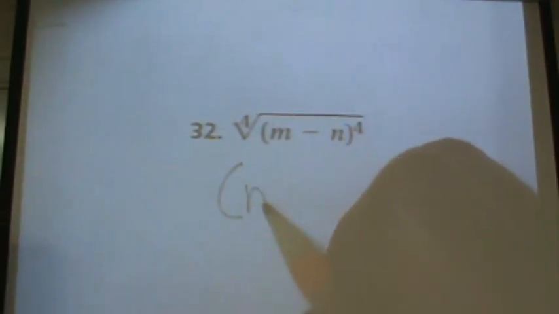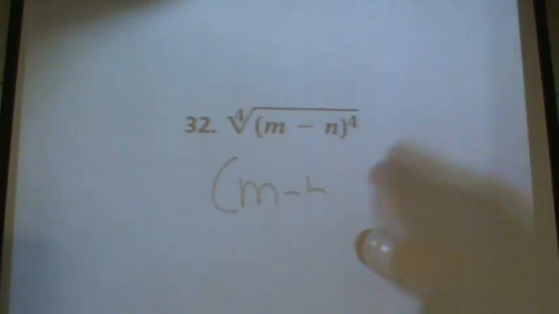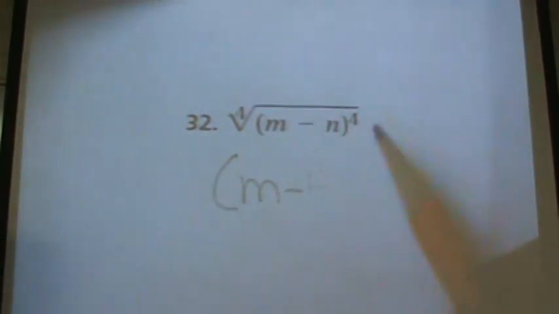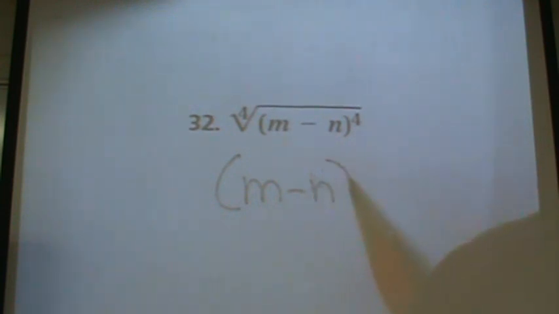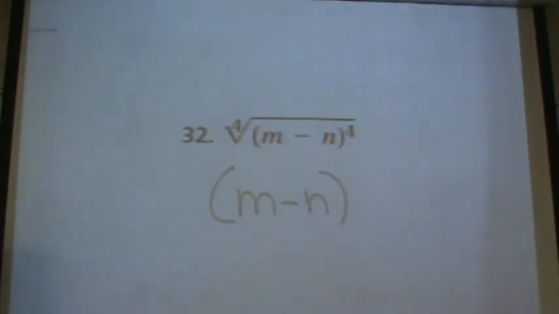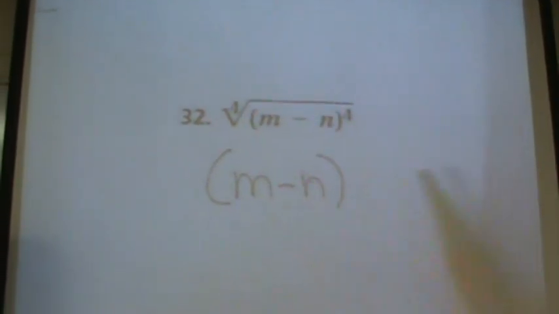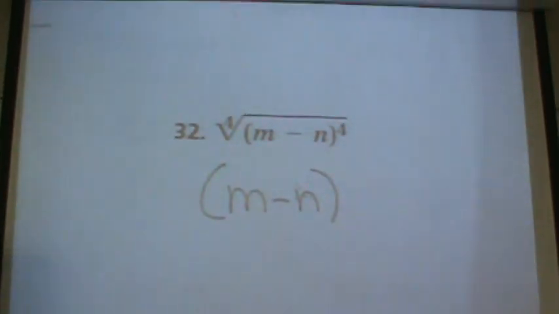And the last one, we have 4 sets of m minus n. So if you have 4, you're going to group them up, and you're going to take out 1 m minus n, because 4 over 4 is 1. And we are done.